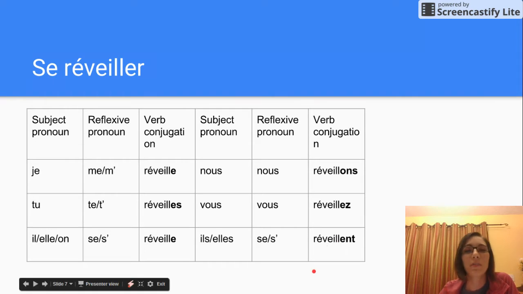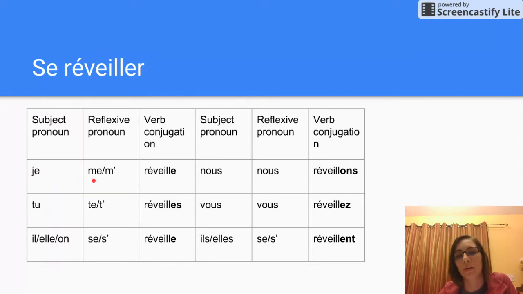Okay? So you see that we've got our subject pronoun, which is always a part of our conjugation, our reflexive pronoun, which only happens with our reflexive verbs, and our verb conjugation. Remember that each subject pronoun has a different reflexive pronoun to go with it so that it makes sense. Because if I said, je nous réveillons, I would be saying, I wake ourselves up, which doesn't make any sense. So you've got to match the reflexive pronoun with the subject pronoun.